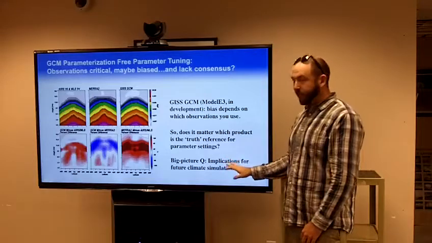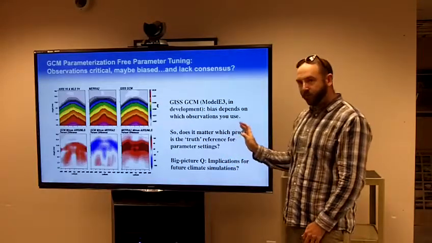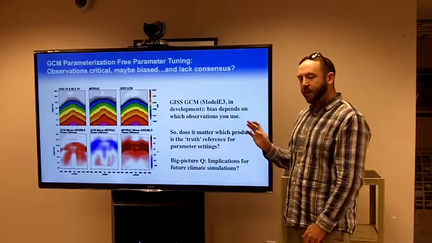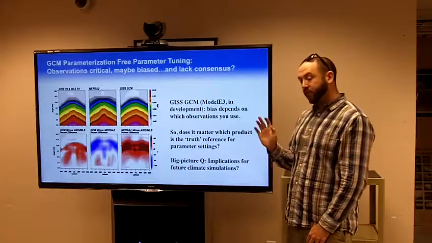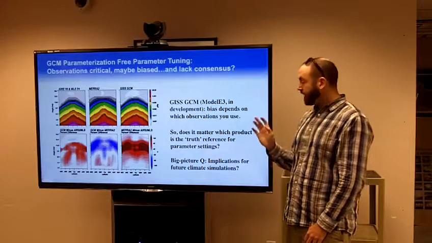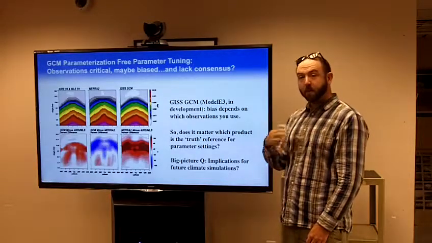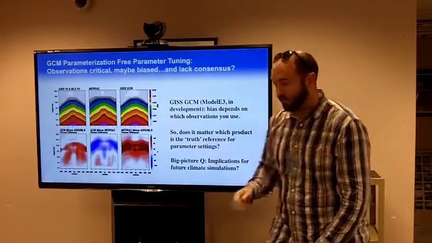And the question is, does it matter, right? Does it matter if we tune in that way, if we have some way to penalize a model in a different way for disagreement with an observational product, if we take into account bias? Does that change our ensemble of parameter combinations that we say are admissible?